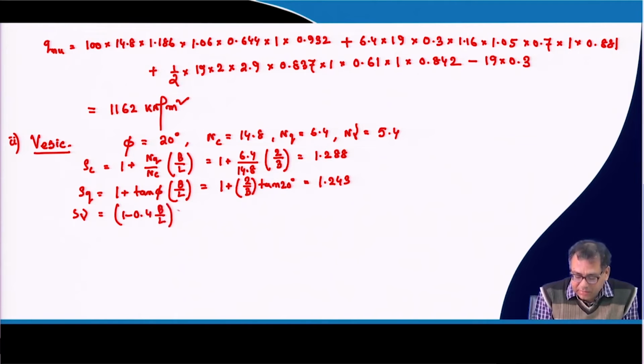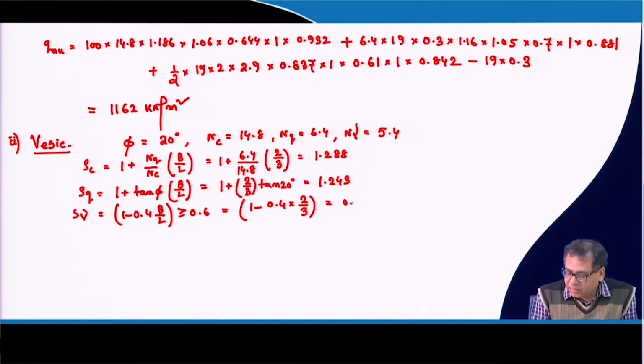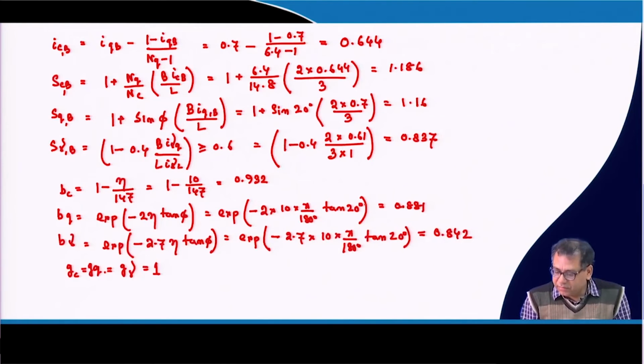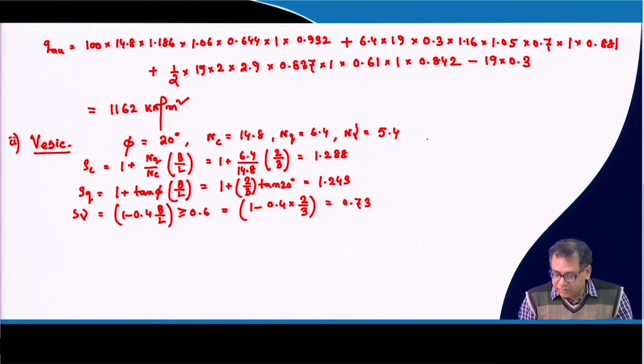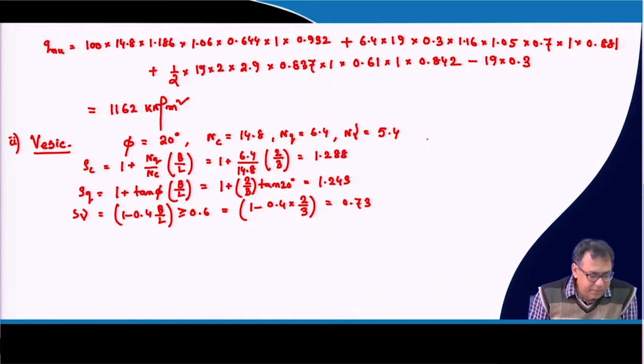Similarly, S gamma is equal to 1 minus 0.4 B by L, that should be greater than or equal to 0.6. So, it is 1 minus 0.4 into 2 divided by 3, which is 0.73, greater than 0.6. Okay, fine. So, the previous one, let me check, which is 0.837, greater than 0.6, it is fine. So, this is 0.3, so 0.3 you have to use.